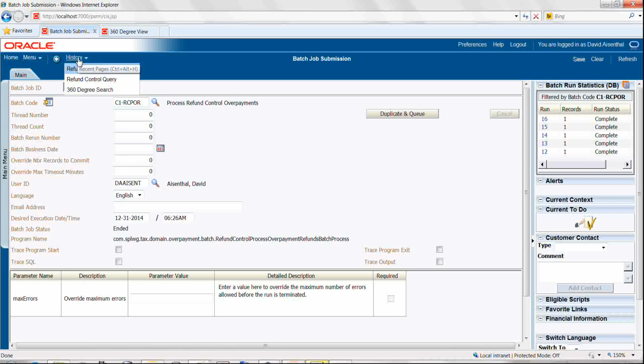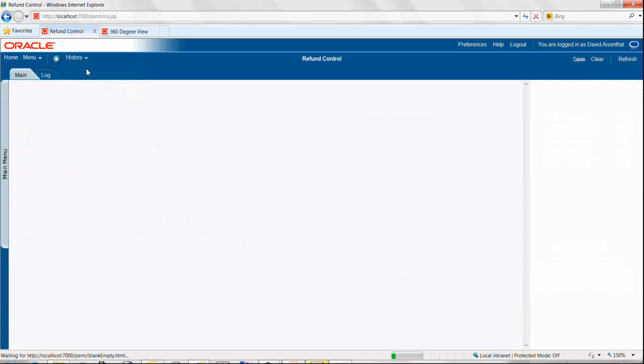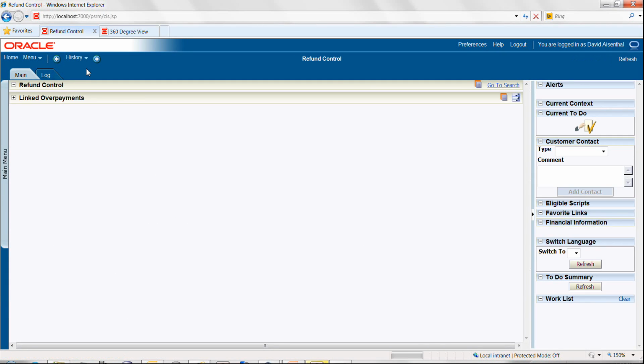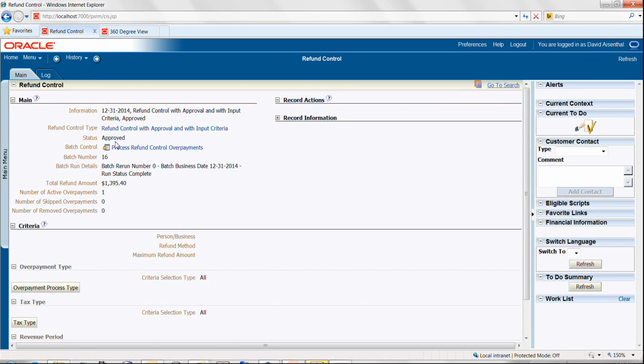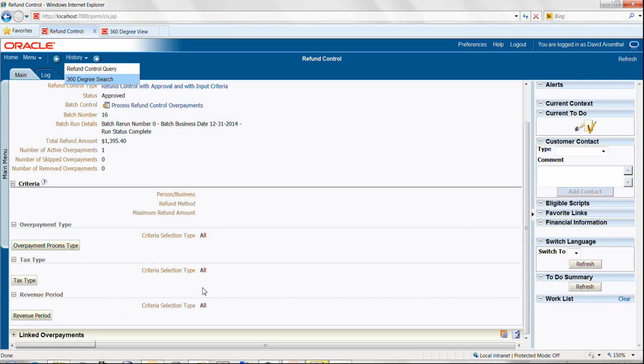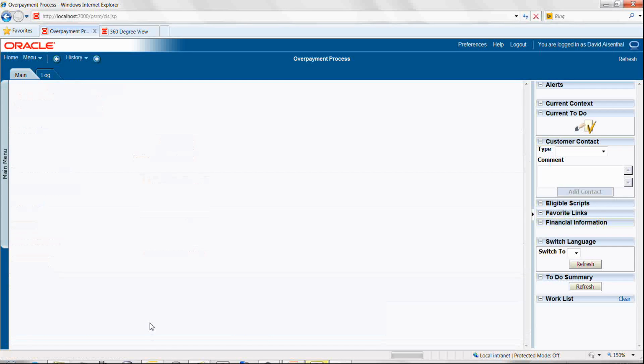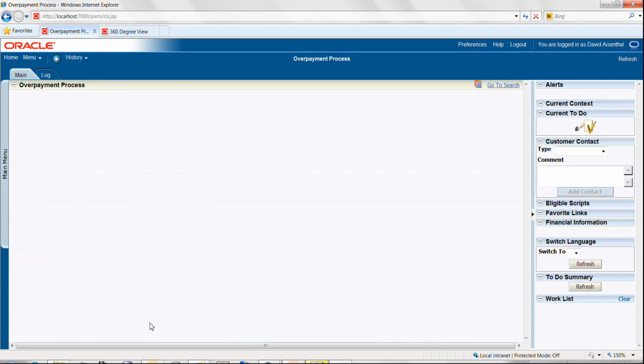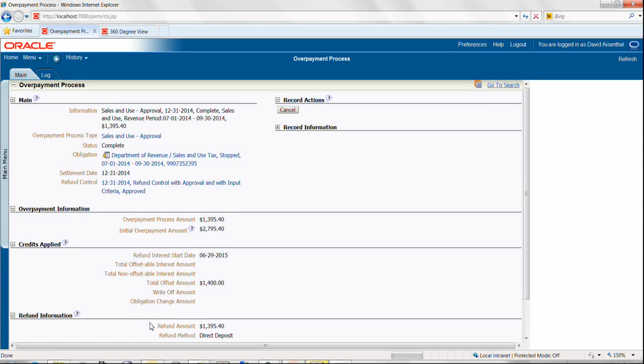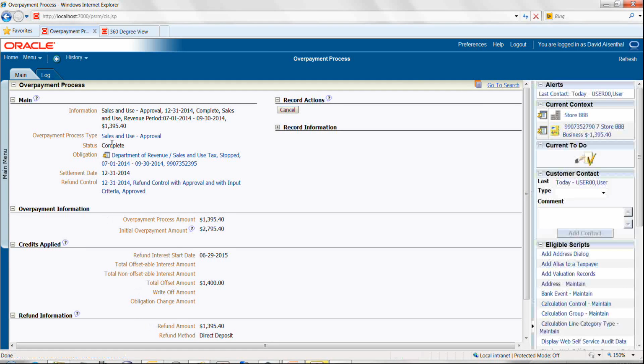So the batch is now completed. If I go back to the refund control, it has been approved. If I go back to my overpayment, we'll see what the status of the overpayment is. So it shows it's complete, but the actual balance still shows that we haven't paid out to direct deposit.